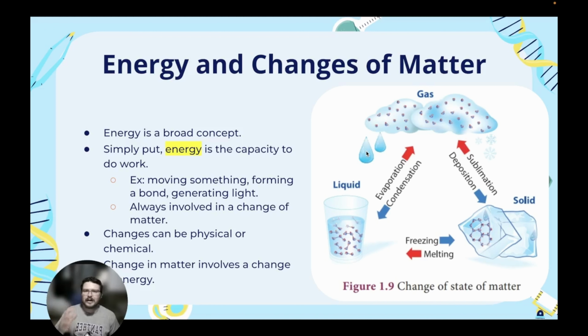So if I am sitting here but my hands are moving, I am doing work. My body's burning calories and I have the capacity to do work. If I run from point A to point B, I am doing work. I am expending energy. So energy can be anything that has the capacity to do work, and this can involve changes that are either physical or chemical. And when we're specifically talking about changes in matter, this involves changes in energy.